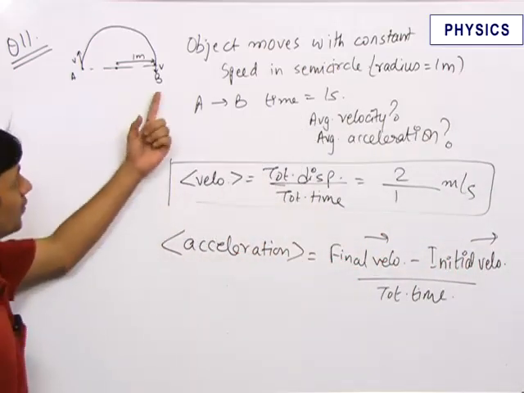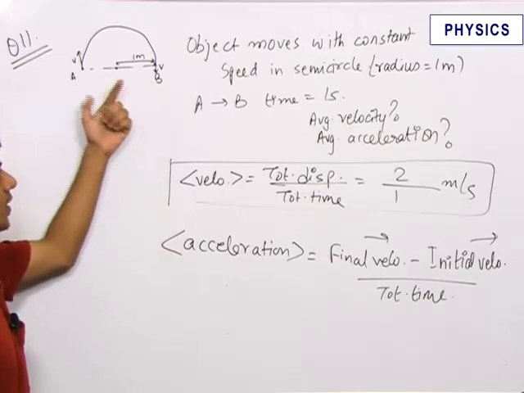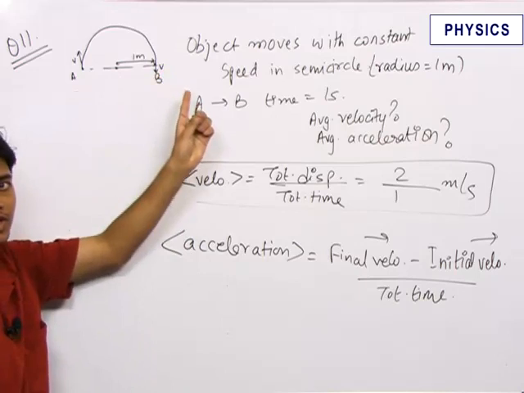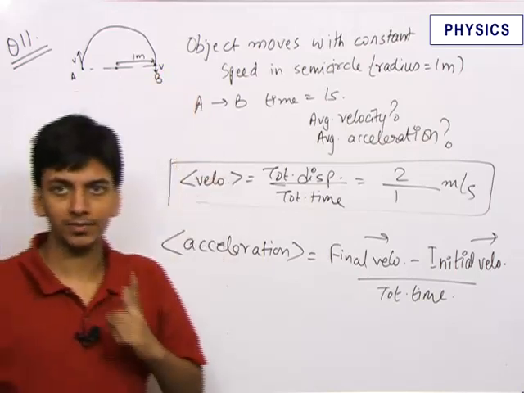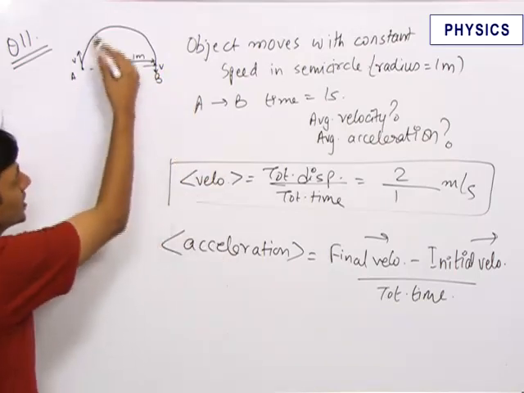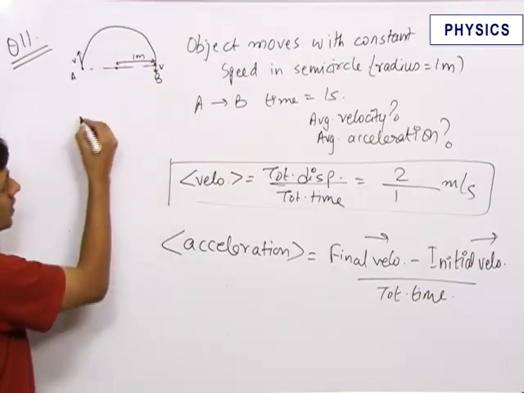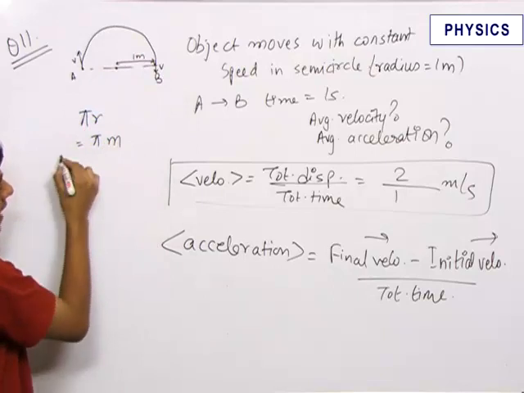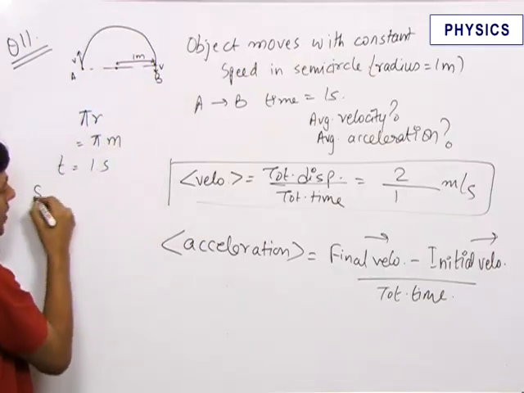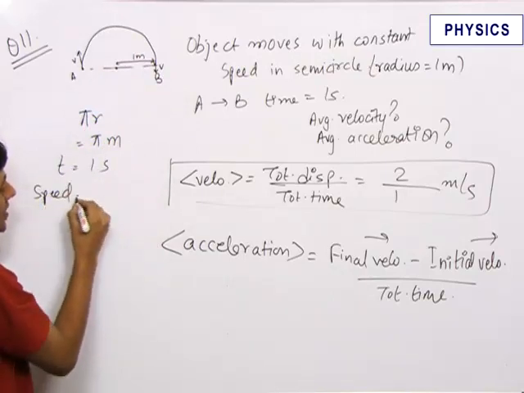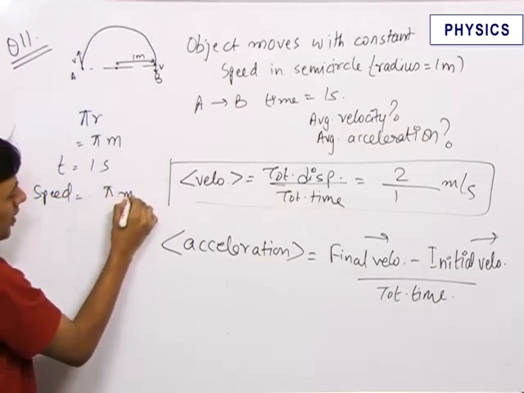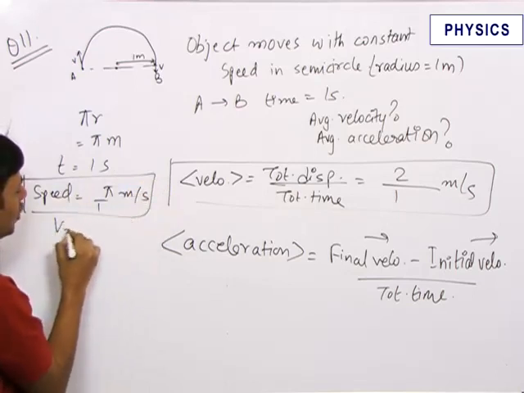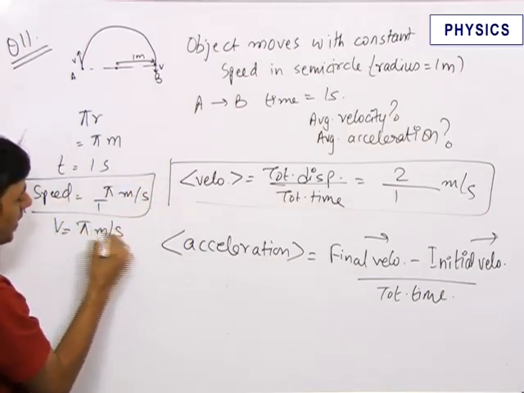Now we need to find out the final velocity vector and the initial velocity vector in this question. So for that, we need to find out the speed with which the object moves in the circular path. Now the total distance which the object covers during the path is pi into r, that is equal to pi meters. The time taken is equal to 1 second. So speed is equal to distance upon time, that is equal to pi upon 1 meters per second. So we now know the value of v to be pi meters per second.